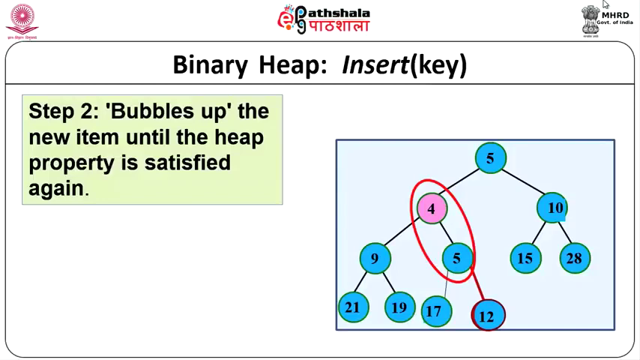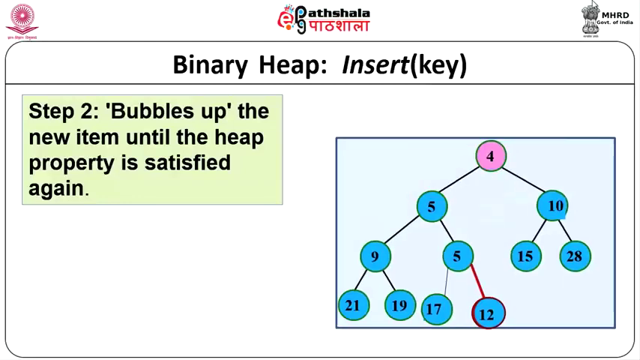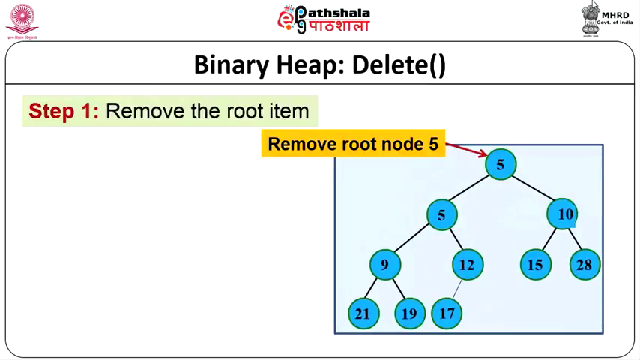Now, what do we do? We have to compare this 4 again with its parent. Now, we find that again the parent is not satisfying the min heap property, so we exchange. After this there is nothing else. Now, you will find that the complete binary heap is satisfying the heap order property, and this is how a key is inserted.